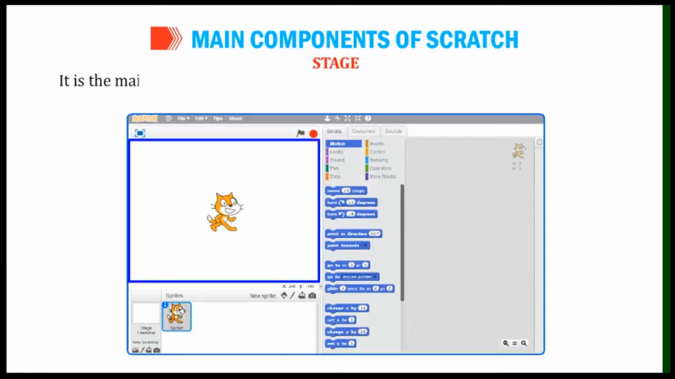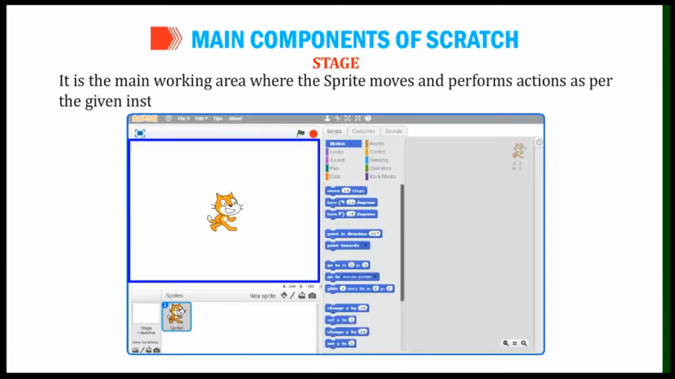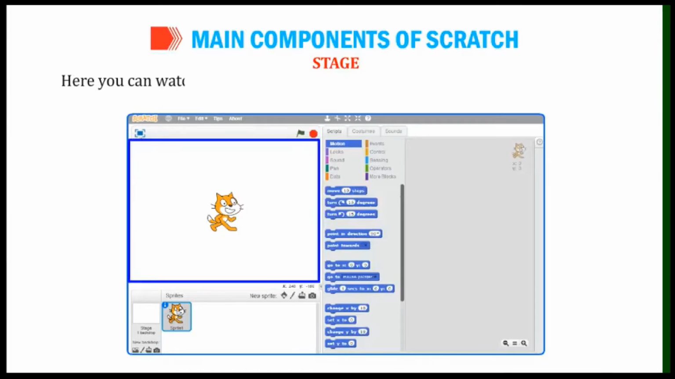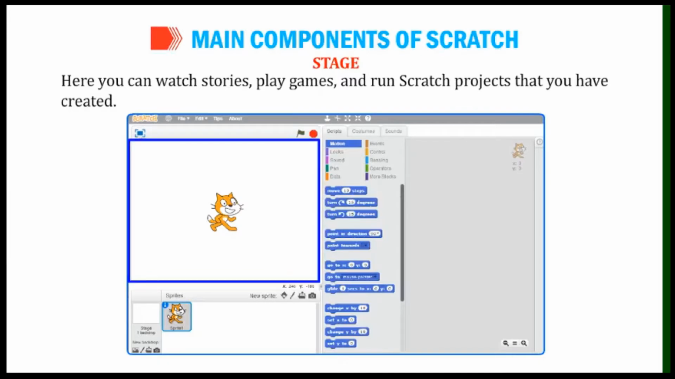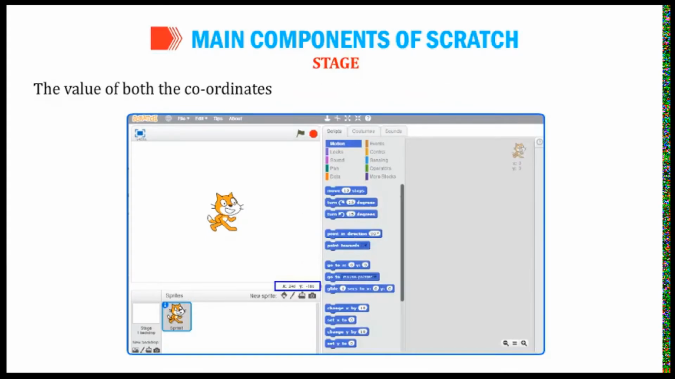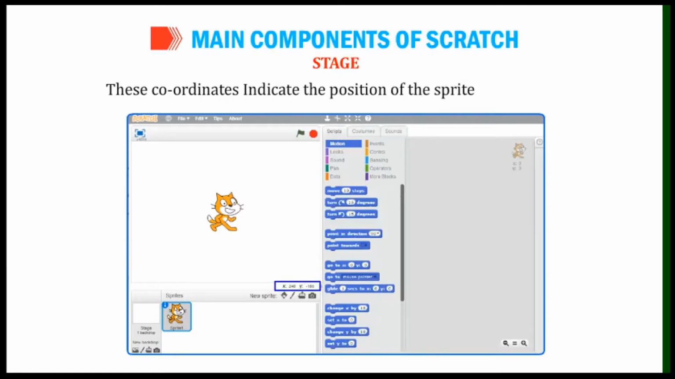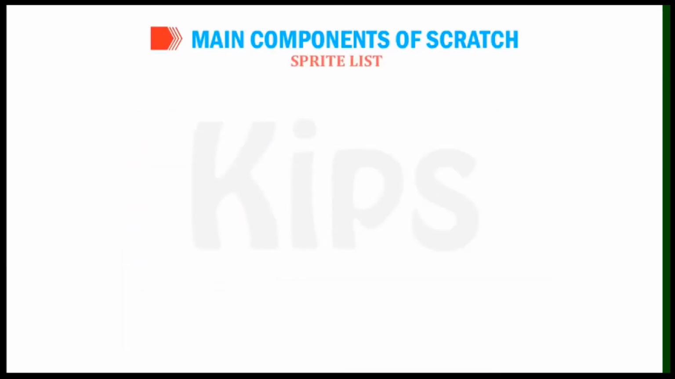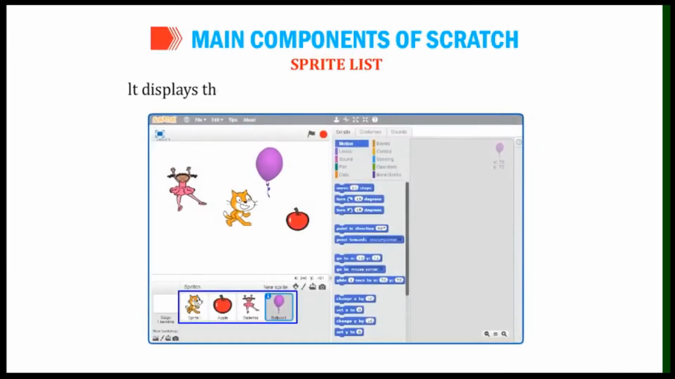Stage. It is the main working area where the sprite moves and performs actions as per the given instructions. Here you can watch stories, play games, and run Scratch projects that you have created. It is divided into X, Y coordinates. The value of both the coordinates are displayed at the bottom right corner of the stage. These coordinates indicate the position of the sprite on the stage. Sprite list. It displays the thumbnails of all the sprites used in a project.